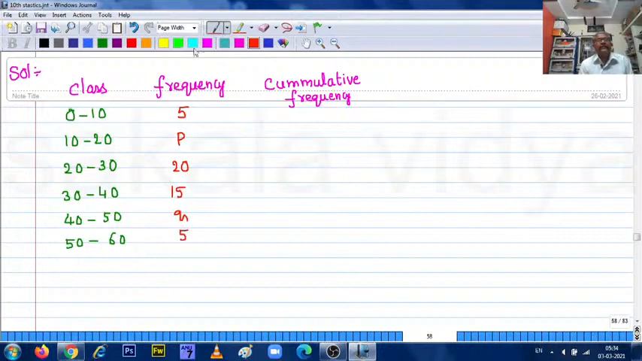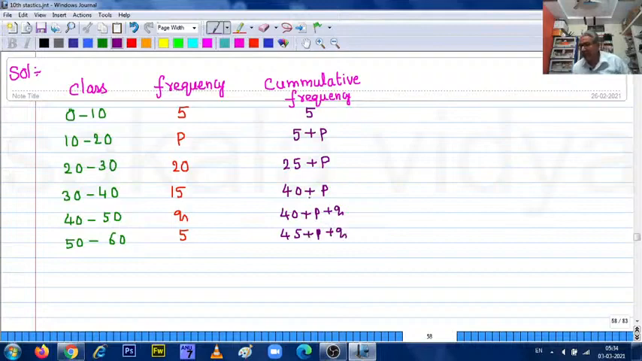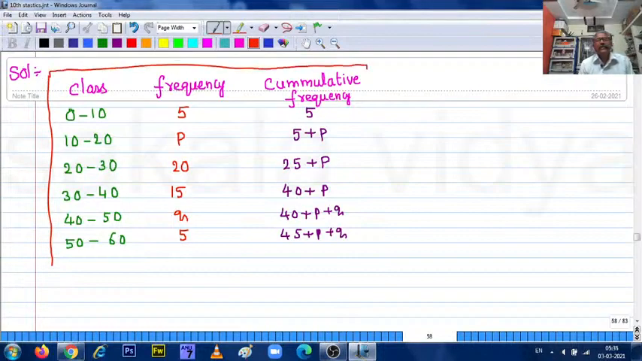Right. Cumulative frequency, let us write. What is the cumulative frequency? Phi, phi plus P, 25 plus P, 25 plus P plus 15, that is 40 plus P, 40 plus P plus Q, next 40 plus P plus Q plus phi, 45 plus P plus Q. So, in this way we can find out the cumulative frequency. So, this is the table we need to prepare.